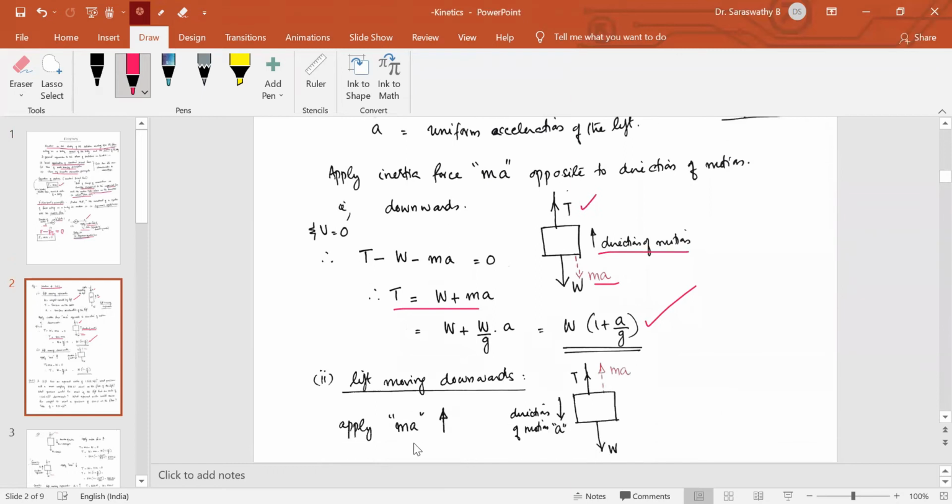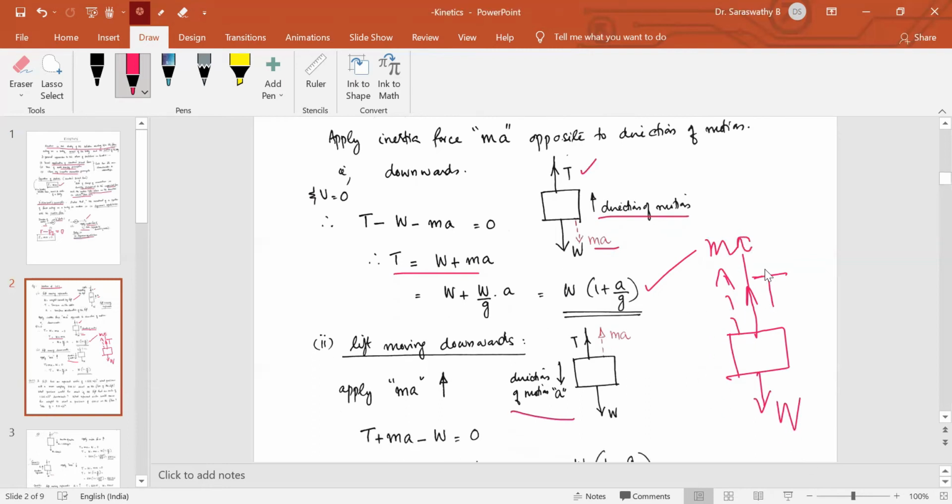Similarly, if the lift is moving downwards, the same example, the weight carried by the lift is always acting downwards in the direction of gravity. The tension in the rope or in the string is acting in the upward direction. The lift has direction of motion downwards. If the lift is moving downwards, we have to apply the inertia force. So you apply the imaginary force or the inertia force, which is numerically equal to mass into acceleration of the system.